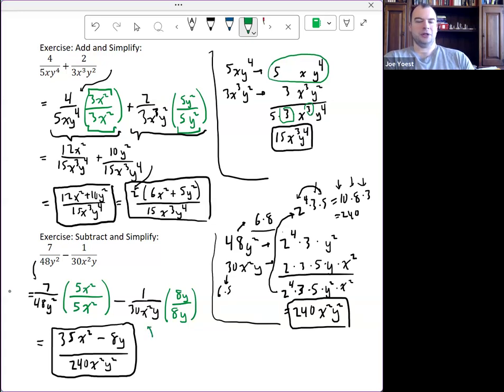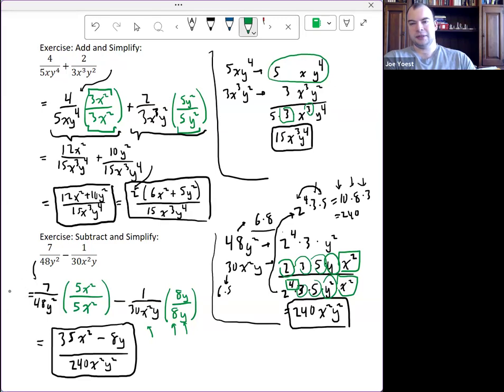And I do a similar thing over here, 1 over 30x squared y. The 30 has one factor of 2, so I need to pick up 3 factors of 2. 2 cubed is 8. It has one factor of 3 and one of 5, and that looks just right. So I just need a numerical factor of 8 to multiply on. What about the variables? I have 2 factors of x already, and that's what I need, so I'm good there. But I only have one factor of y, and I need 2. I need to pick up an extra factor of y. So I need to multiply by 8y on the bottom, and then also, of course, on the top.